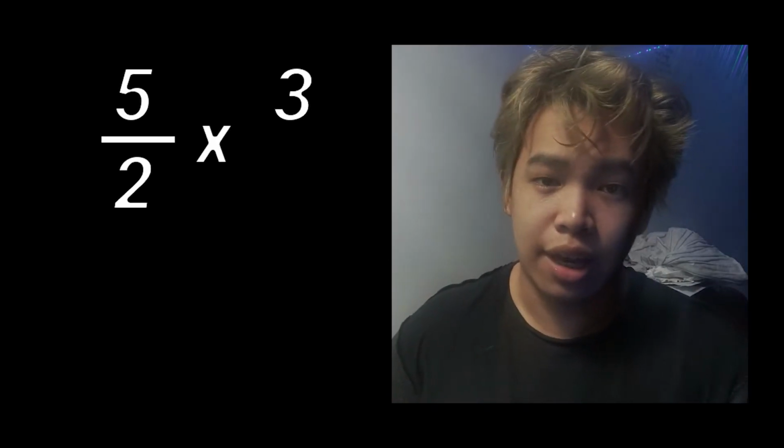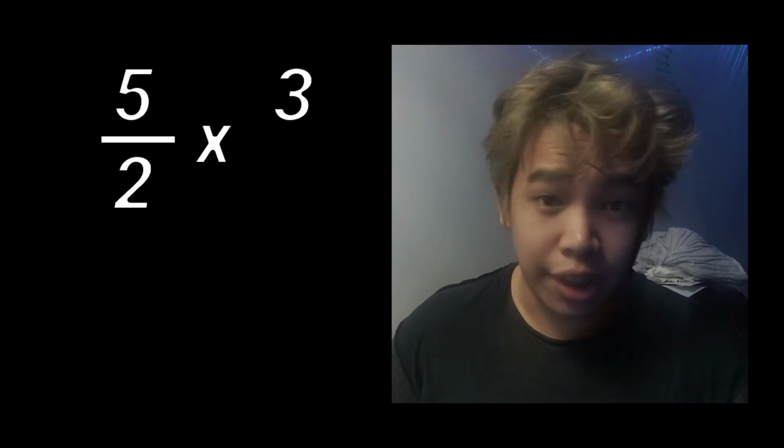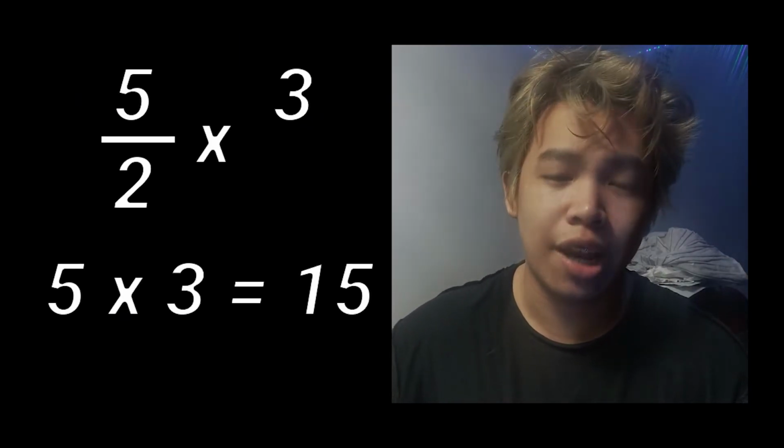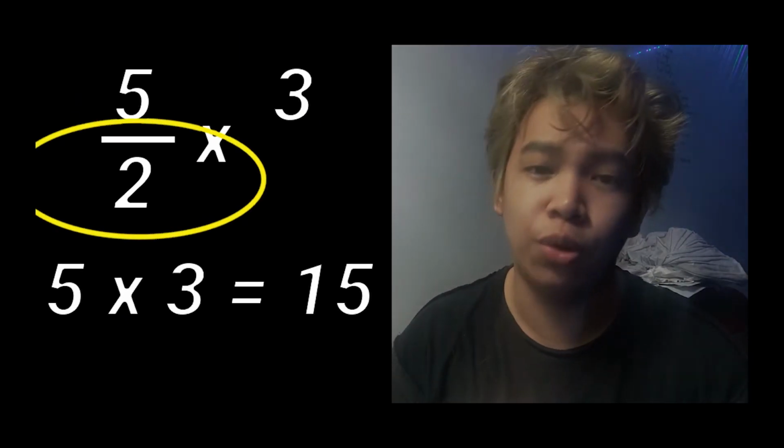Ganito naman, pagkaisa lang. Halimbawa, 5 over 2 times 3. So ganun lang din, 5 times 3, edi 15. Kasi yung ilalim, kokopyahan nyo na lang yung 2 dun sa 5 over 2. So magiging 15 over 2.